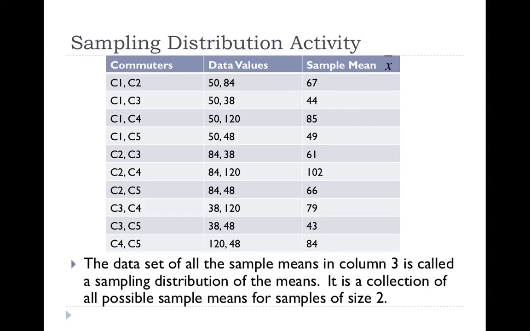Okay. The data set of all the sample means in column 3 has a special name. It is called the sampling distribution of the means. A distribution, let's remember, is a collection of data values that we've seen in the past. We've seen them as data values. In this case, our distribution is not individual data values, but actually sample means. So it's a sampling distribution because the distribution is composed of individual sample means. It is a collection of all the possible sample means for samples of size 2. So the sampling distribution of the means is a collection of all the possible sample means for size 2.